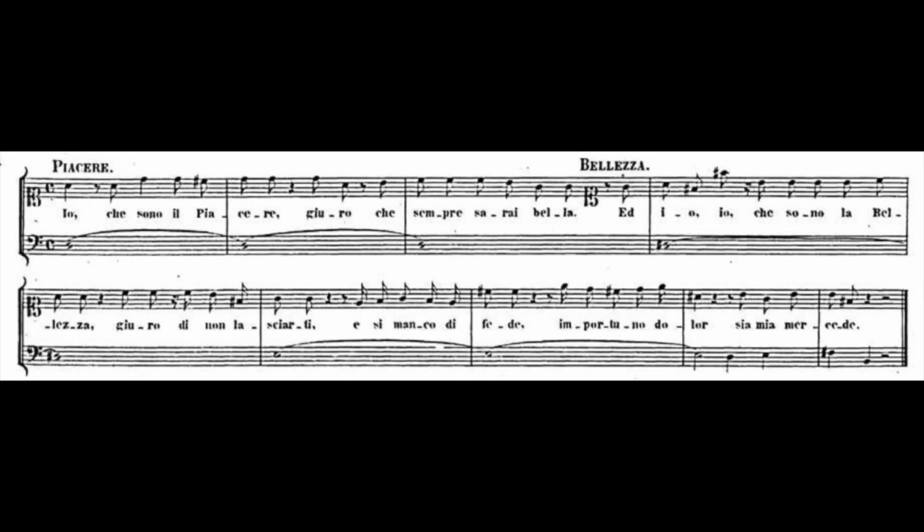Che sempre sarai bella e io, che sono la bellezza, giuro di non lasciarti, e se manco di fede importuno dolor, sia mia mercé.